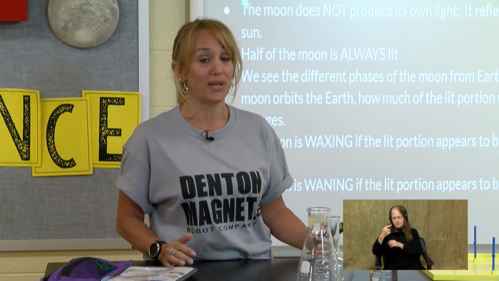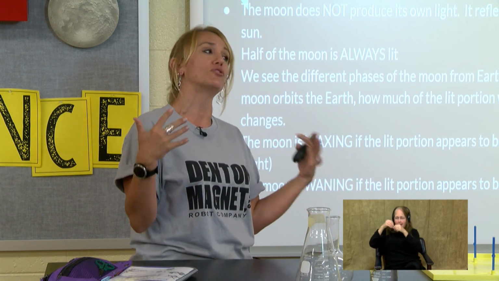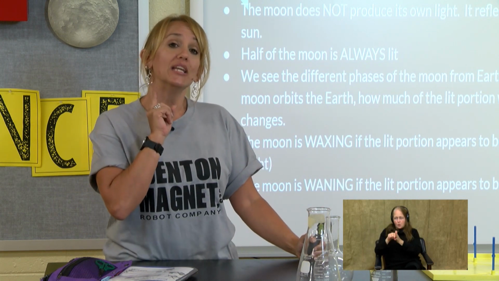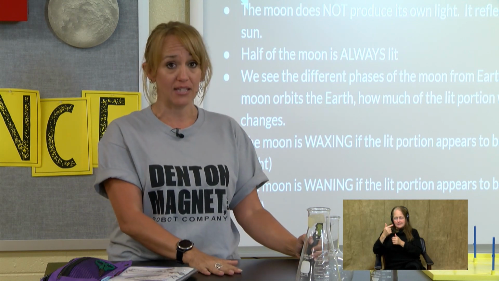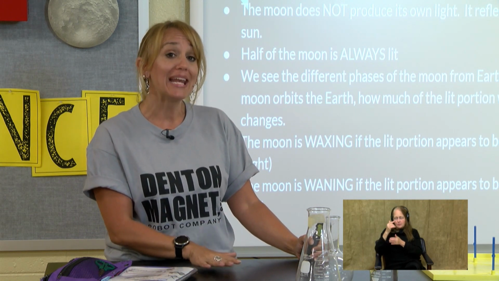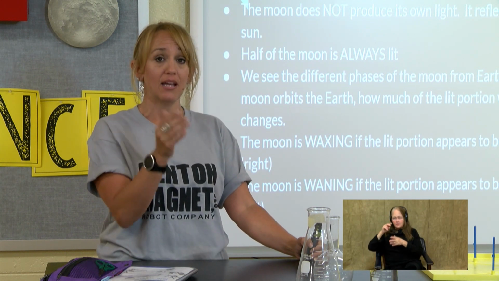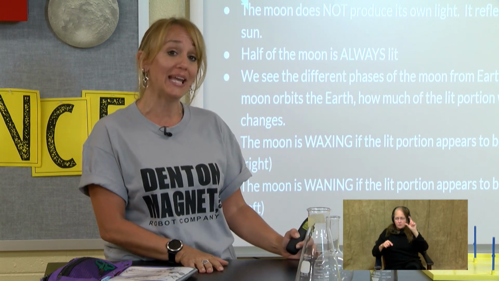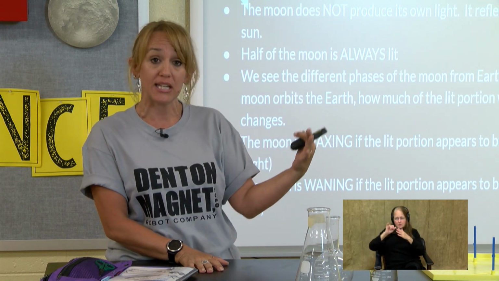If you're looking at pictures of the moon, or if you're going out at night and you're looking up at the moon and you're trying to think about what you learned in science this quarter, you can know if the moon is waxing or waning based on which half is lit. If the right-hand portion of the moon is lit, we know that that's waxing. If the left-hand portion of the moon is lit, that's waning. Waning is the cycle of the moon where the lit portion is appearing to get smaller.